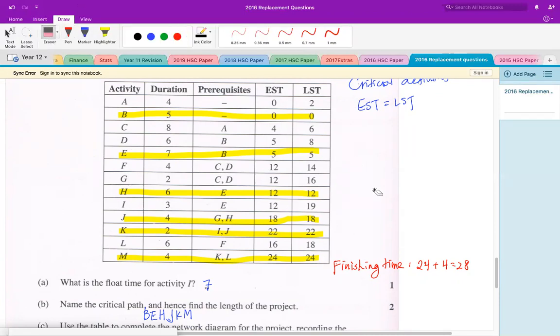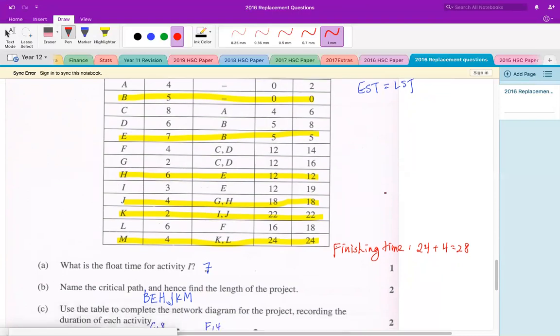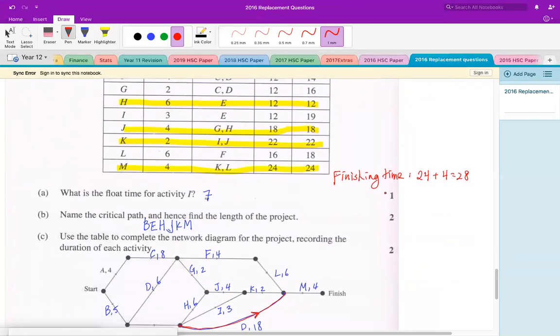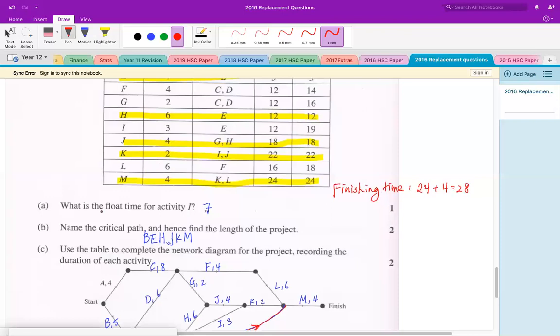I think there was an extra worksheet for networks, and it specifically talks about these cases. I'll try to find it online and give it to you guys again. All right. Okay, thanks.